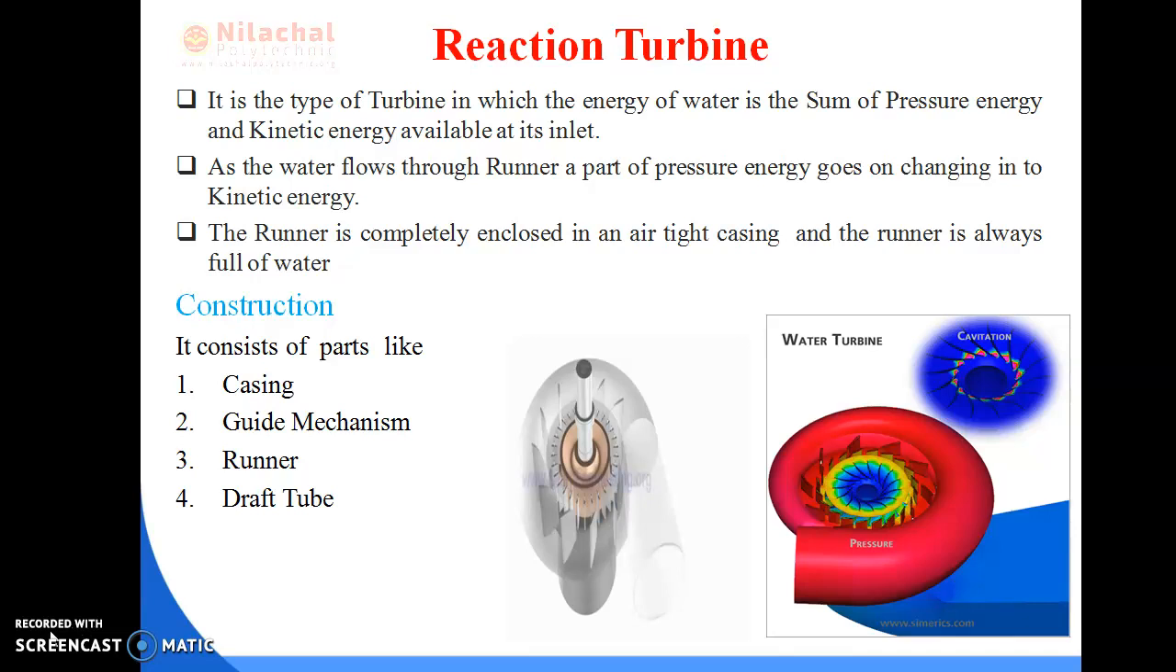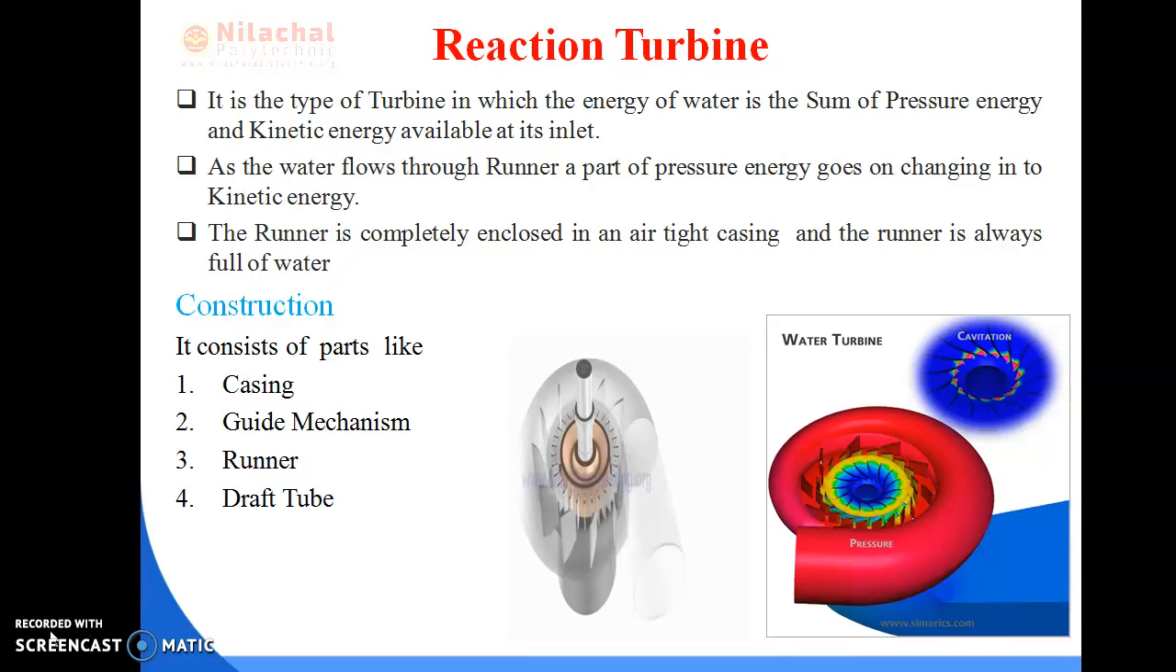In case of reaction turbine, the runner is completely enclosed in an airtight casing, and the runner is always filled up with water. This reaction turbine is also known as the pressure turbine.